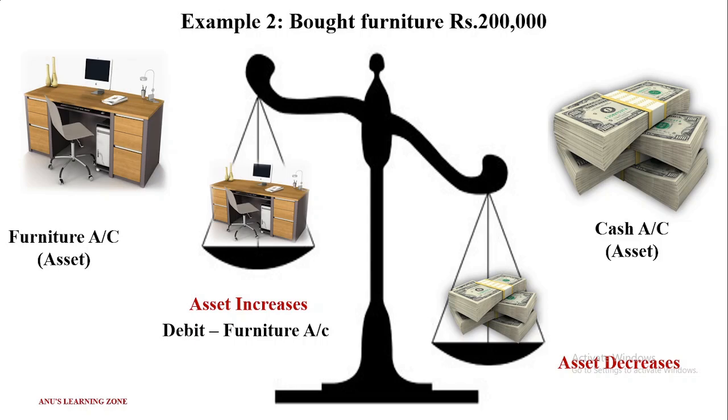Now the cash balance becomes what? 10 lakh minus 2 lakh, right? We spent 2 lakh to buy furniture from the introduced capital. So the cash decreases, which means the asset decreases. Whenever an asset decreases, we need to credit that particular account, so we credit the cash account. Okay, so let us see how we can write it in the journal. We know the furniture account is to be debited and the cash account to be credited.